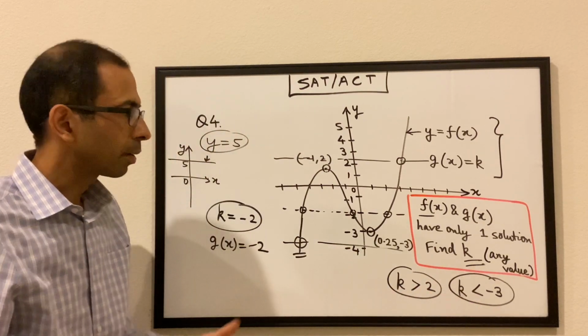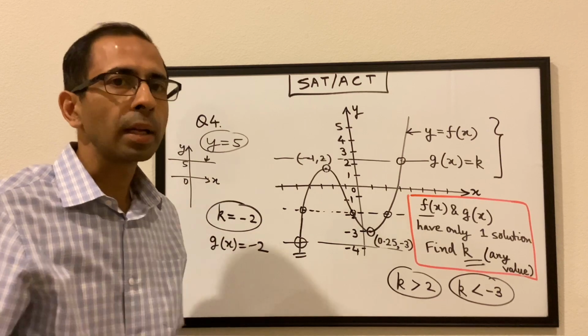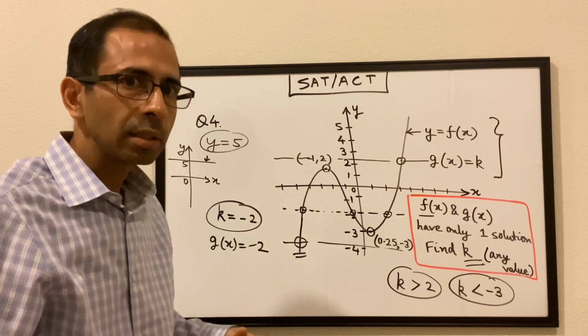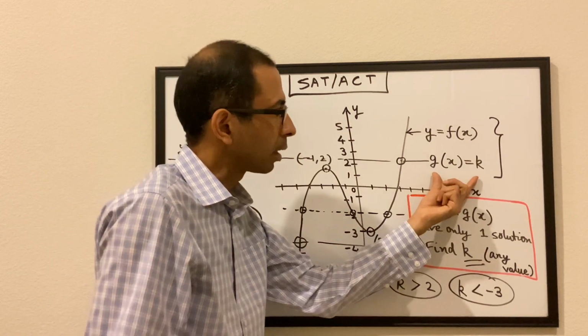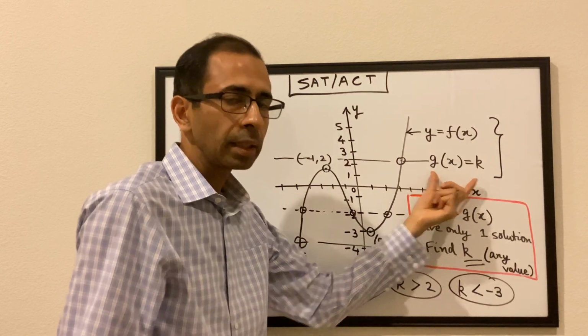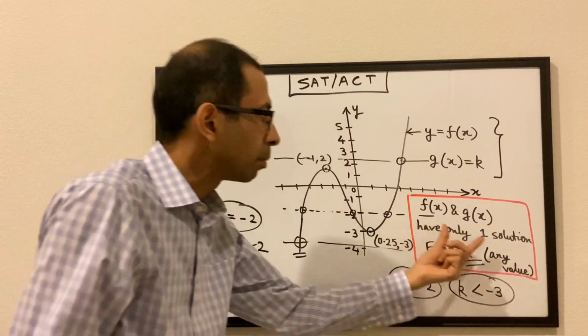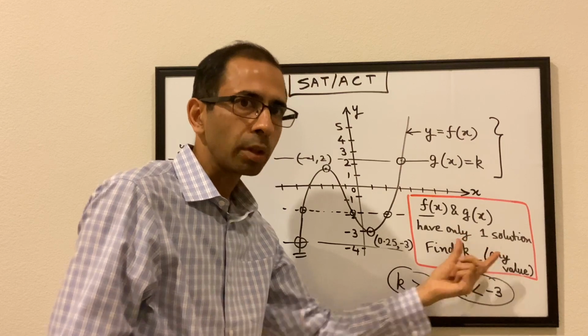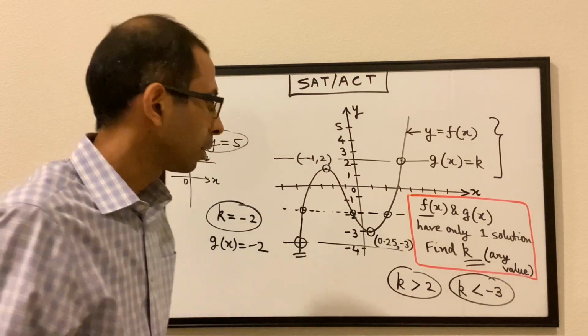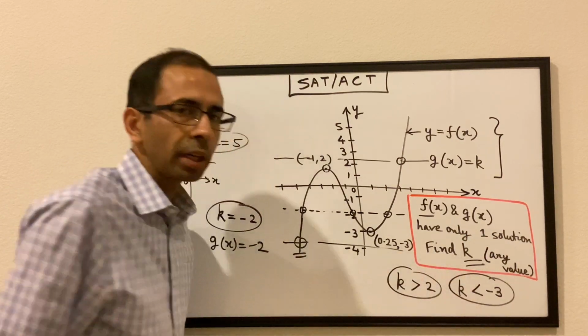Just to quickly reiterate, this is a very good question. It does not require any kind of calculations. It just needs understanding. First of all, we need to understand how this function will look, right? It's a horizontal line. And secondly, what is the meaning of the ask here? One solution means one point of intersection, right? And this is our range of k.